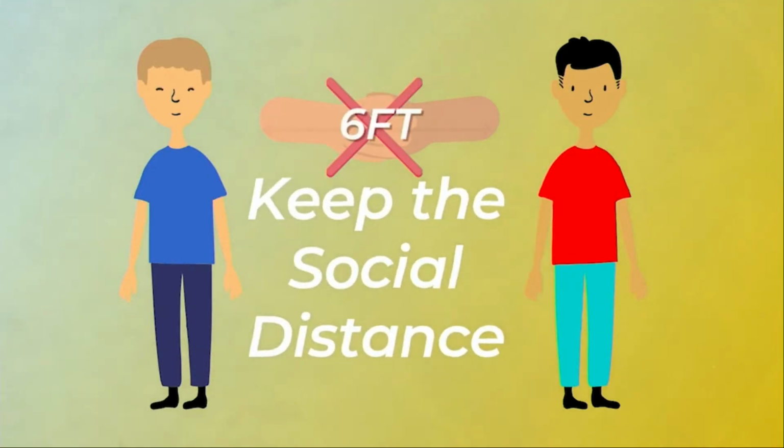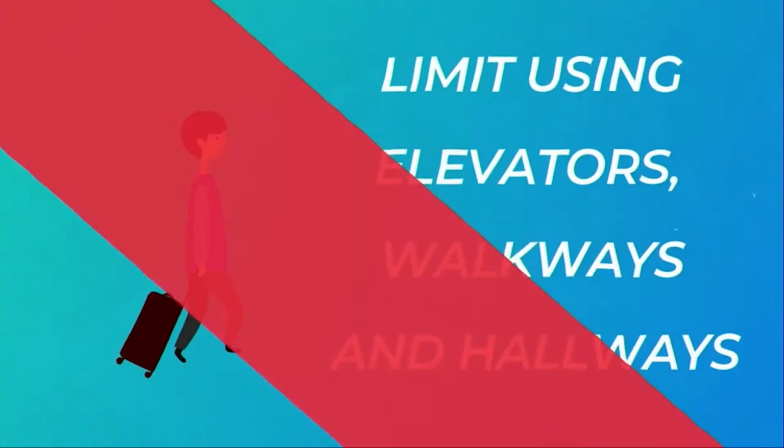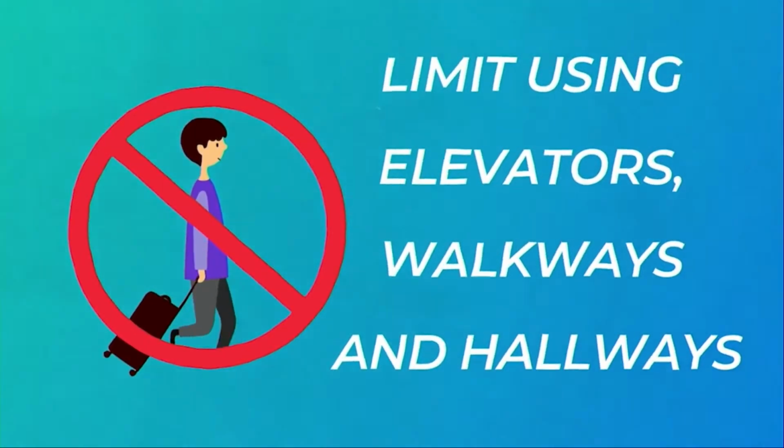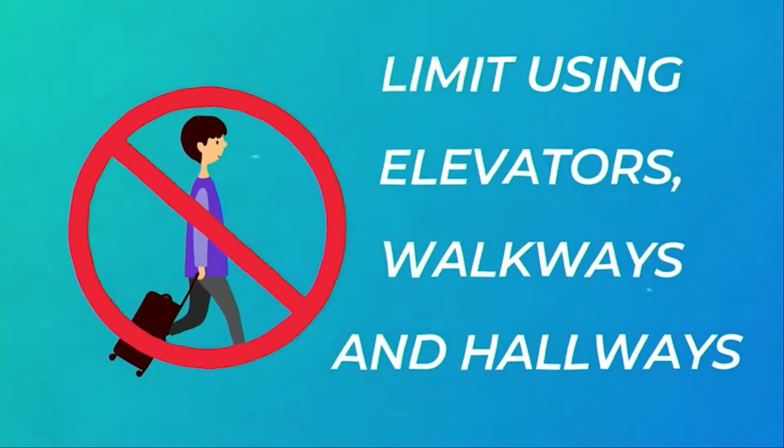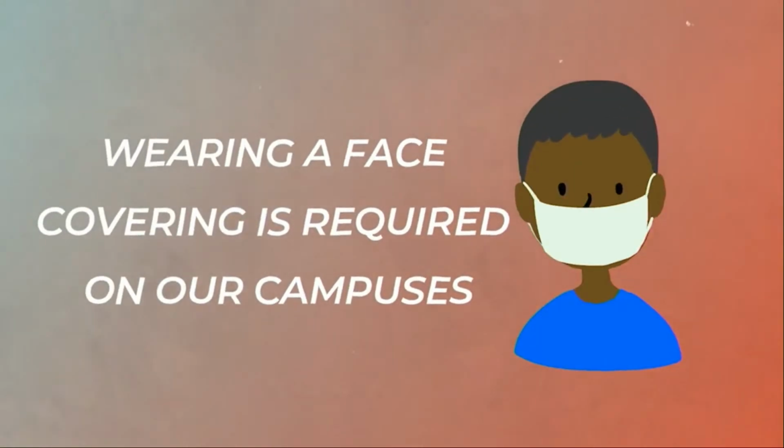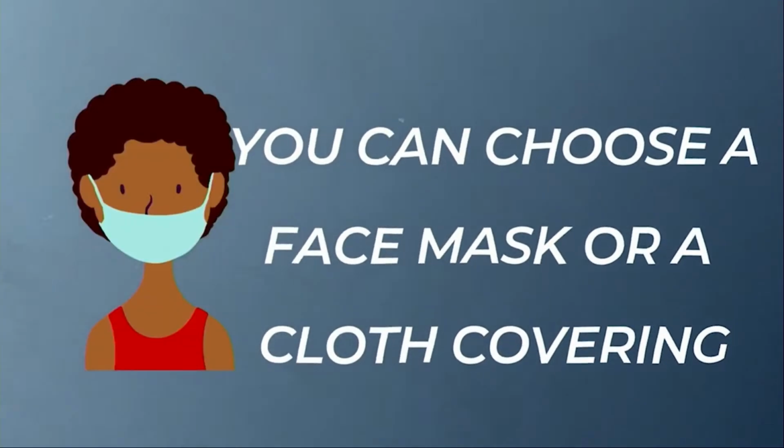This means keeping a space of at least 6 feet between yourself and other people, or about 2 arms length. We also ask that you limit using elevators, walkways, and hallways as much as possible, and be sure to use marked entrances and exits. Secondly, wearing a face covering is required on our campuses. This can be a face mask or a cloth covering.